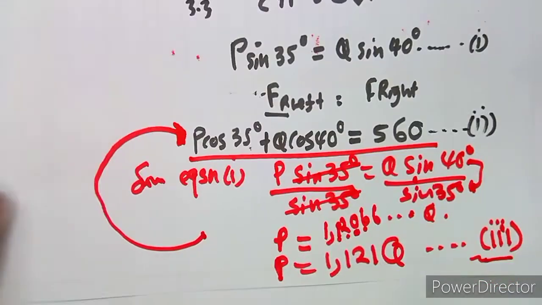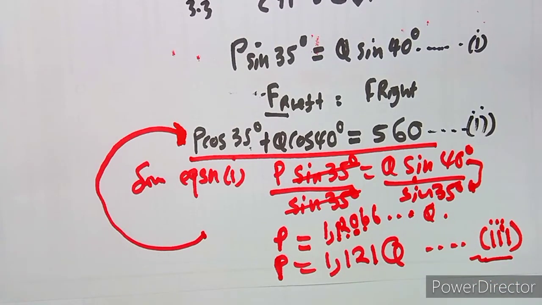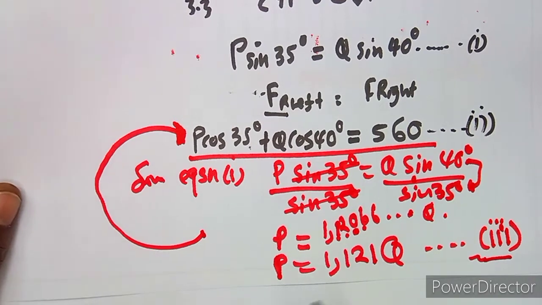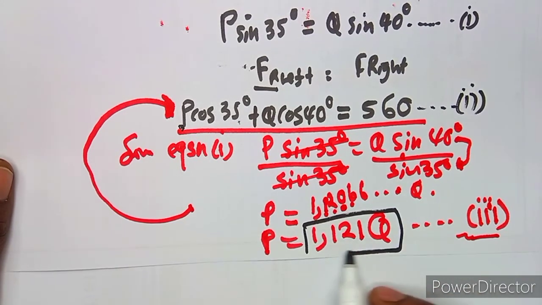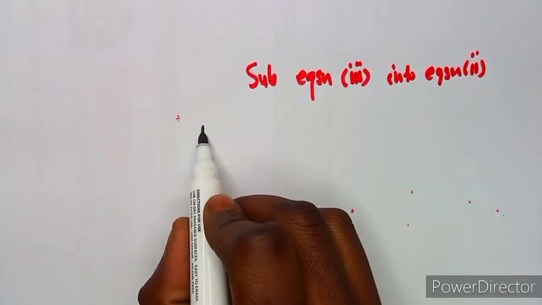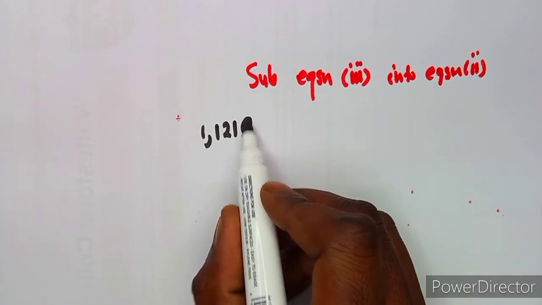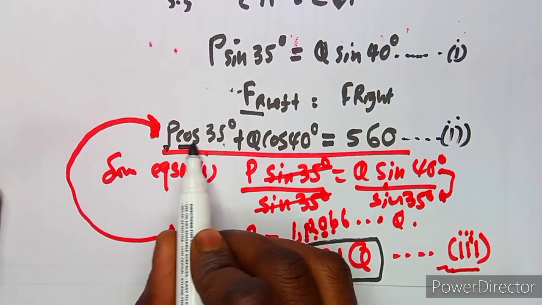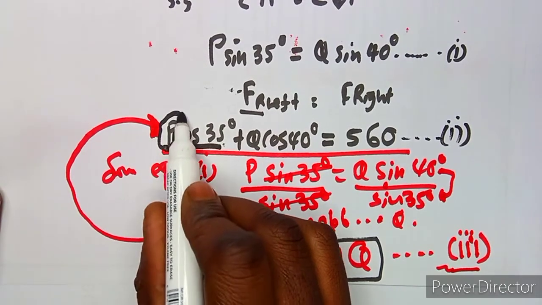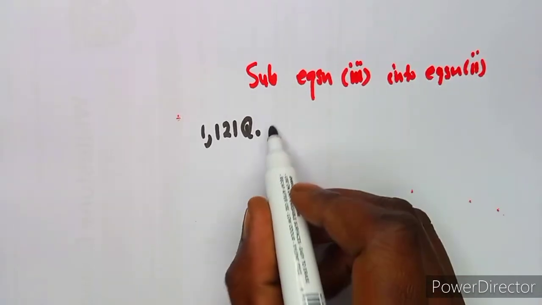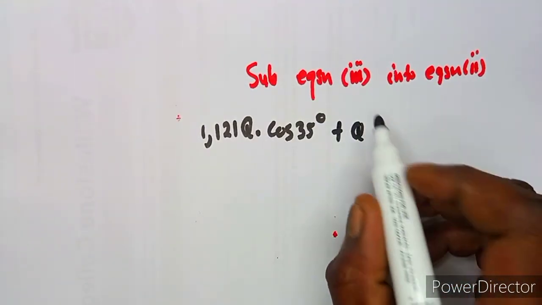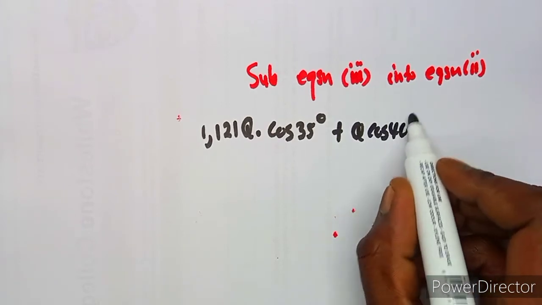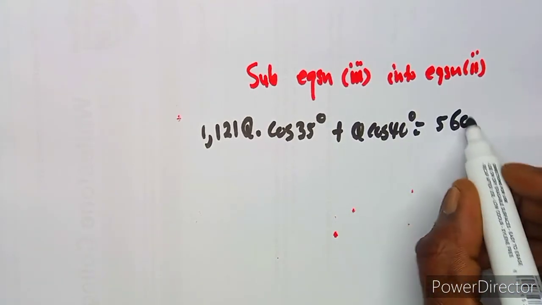So that is the concept. You have to substitute this into equation 2, then you can solve. So let's substitute in place of p here. In place of p, we are going to substitute this value. So it's 1,121 q by cos 35, because we just substituted this p, but there's still cos 35. This remains as it is, which is plus q cos 40 degrees, which is equivalent to 560.